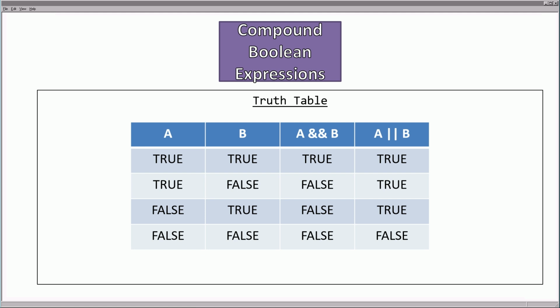Now in reverse, if a is false but b is true, then a and b would still be false. However, a or b would be true. Now if both a and b are false, of course a and b is going to be false. But also a or b would be false too. You can think of the and operator as being the opposite of the or.